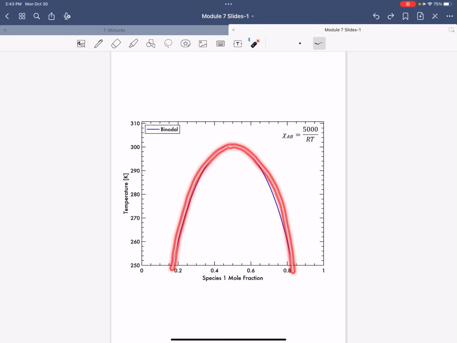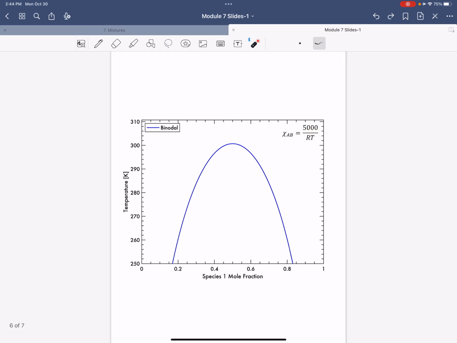We did this for a system in which we used a regular solution theory, and the chi parameter was equal to this constant of 5,000 divided by RT. And that's just to get the units of the delta G mixing into joules per mole. All right. But as you can see here, when we have this binodal curve, that tells us if our XA is equal to 0.5 and we're below a temperature of 300, then our system would phase separate into A rich and A poor phases.